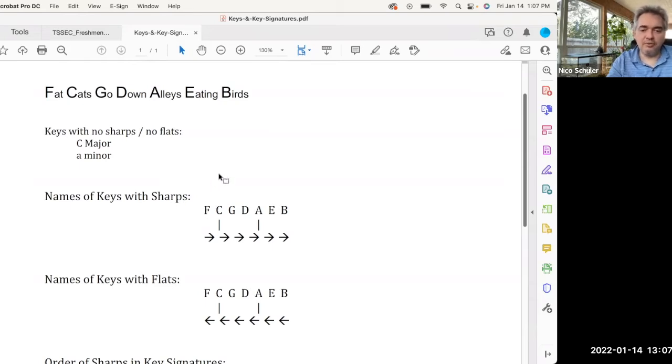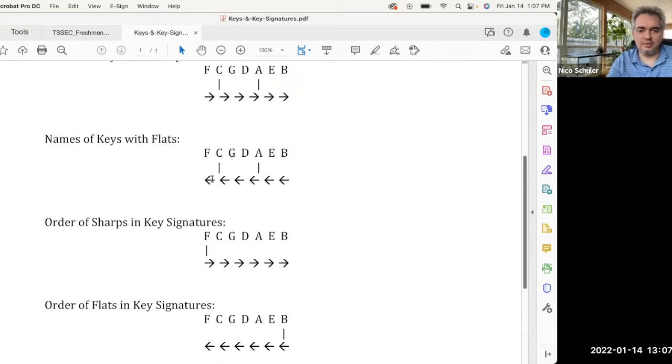If we go to the left, like here, the arrows go to the left and we start on C, we have the keys with flats. So of course, C has 0 flats, so F major has 1 flat. If we go the circle around, we have to start adding flats to the names of these tonics. So the major scale with 2 flats is B flat major. Then with 3 flats is E flat major, A flat major has 4 flats, D flat major 5 flats, G flat major 6 flats, and C flat major has 7 flats.